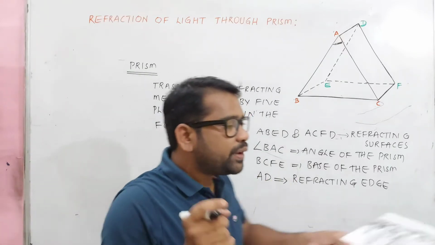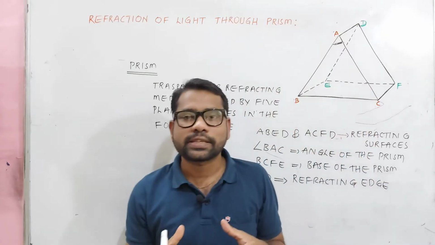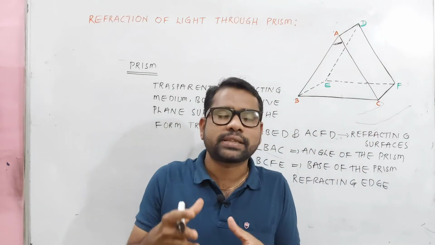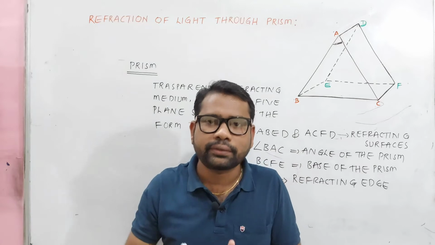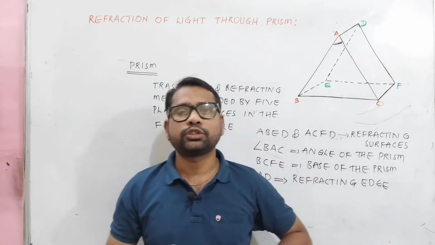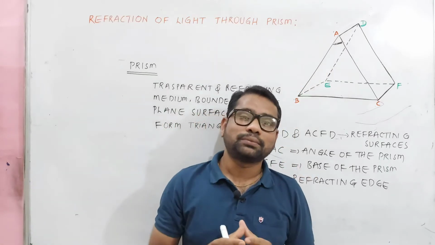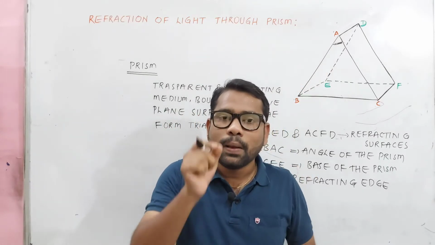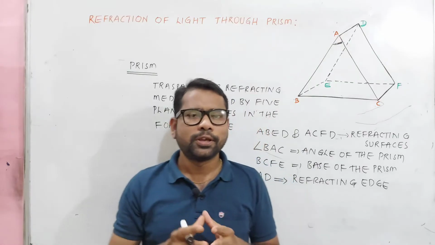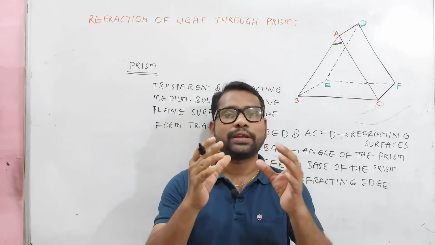But children, whenever we are making a diagram and discussing the calculation of refractive index or showing refraction through the prism, every time we don't take a 3-dimensional diagram, rather we take a principal section of the prism. So what this principal section of the prism is, is very important.